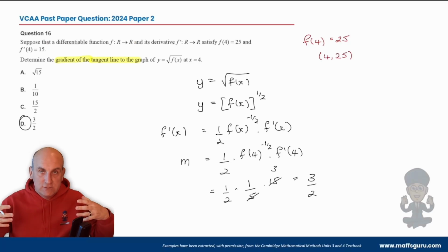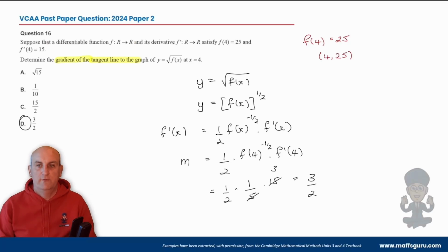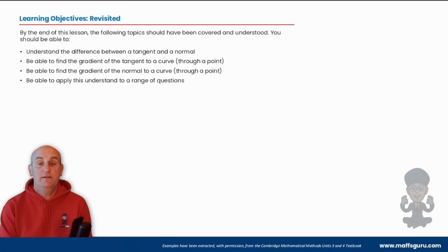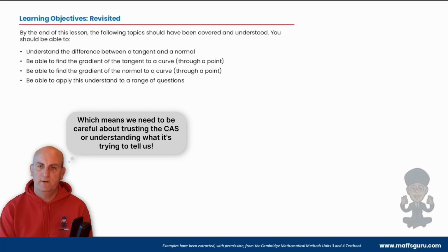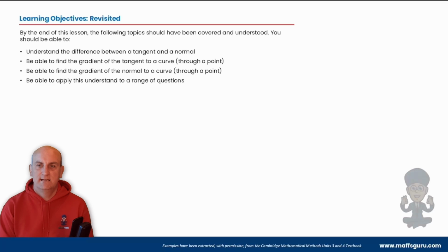Notice how they mix different topic areas together. We got the tangent of the line, we got the chain rule, we've got fractional indices, all in one question. And there we go. That's the end of this video. Let's just see whether we've done everything. Understand the difference between a tangent and a normal. Yep. Find the gradient of tangent to a curve. Yes. Normal to a curve. Yes. Apply this understanding to a range of questions.